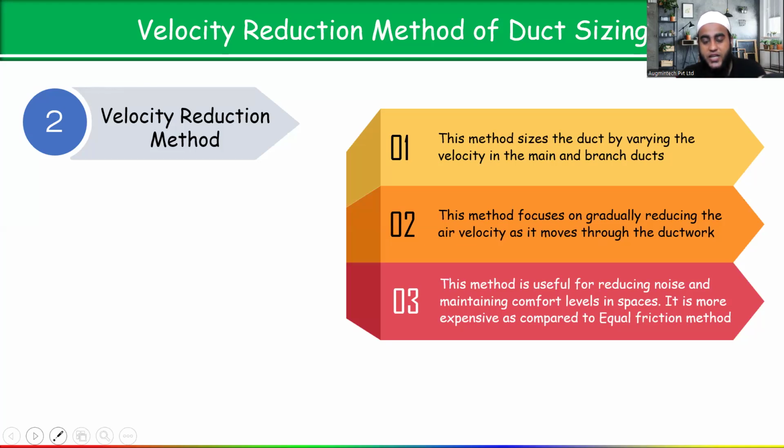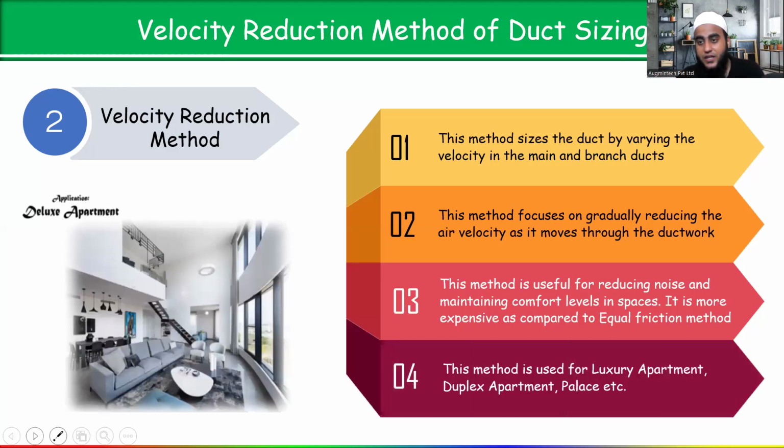So where do we use this method? Where cost is not an issue. For example, if you are designing for a duplex apartment, palace, or luxury apartment, where cost is not an issue, you can use the velocity reduction method to control the noise level. In a luxury apartment there is no issue of cost, so we can prefer the velocity reduction method. Clear? Tell me, all of you, where we have to use the velocity reduction method.